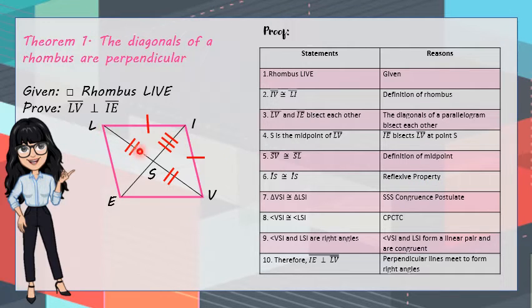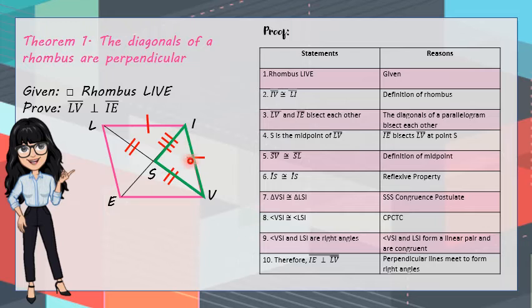So for this triangle, we have three corresponding sides. We have LI, we have LS, and we have IS. And then for this triangle, we also have three corresponding sides. We have IB, we have VS, and we have also IS. So LI is congruent to IB, that is S. LS is congruent to SB, that is another S. IS is congruent to IS, so that is another S. So therefore, we can say that these two triangles are congruent by SSS congruence postulate.